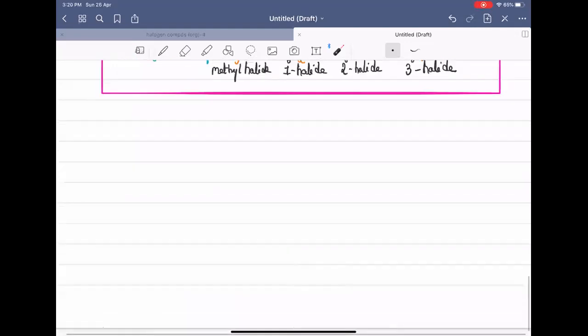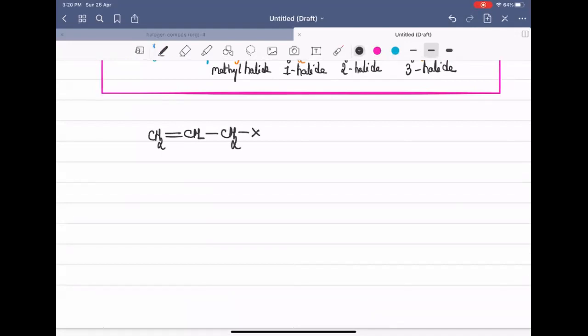The first category of substrate: any substrate which has a pi bond in beta position. Now, what is a pi bond in beta position? You know, this is the alpha carbon, the carbon which is connected to halogen, and this is the beta carbon. Having a pi bond here, we call this beta unsaturation.